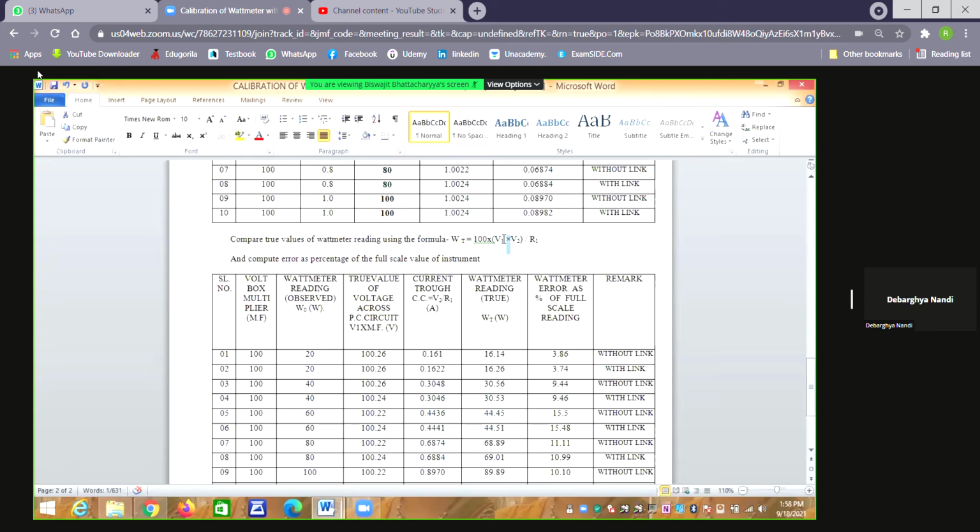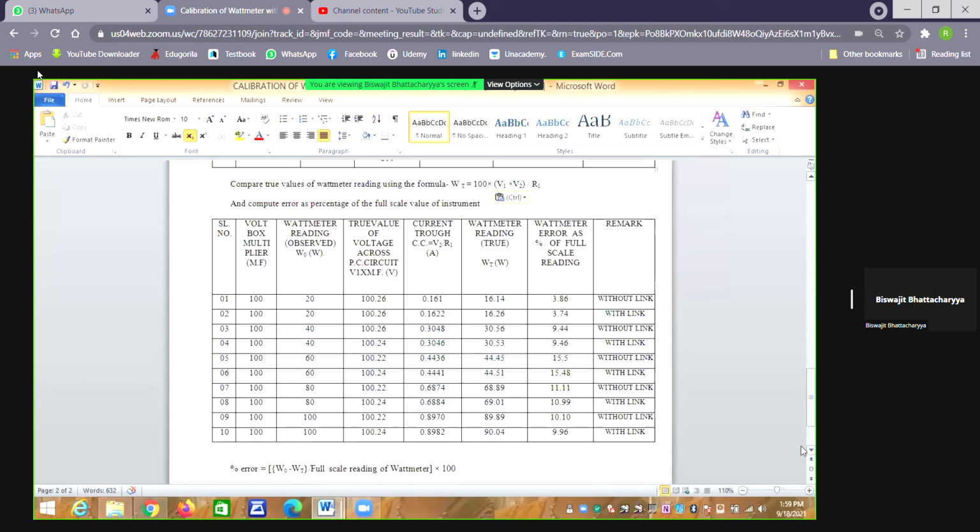V1 is like 100. So it is 100 into V1 and V2. Okay, that is it. So that is the wattmeter reading. And then how we calculate the error, there will be another table, the next table.